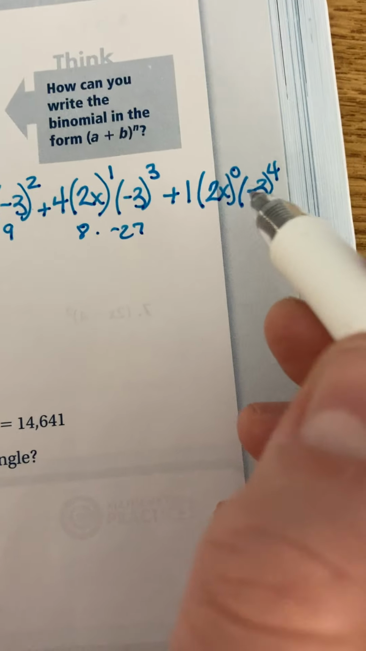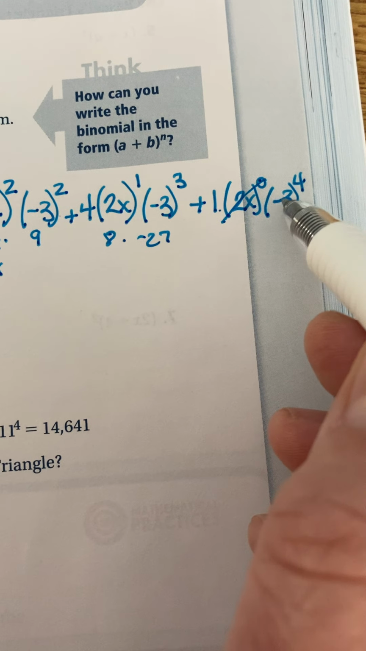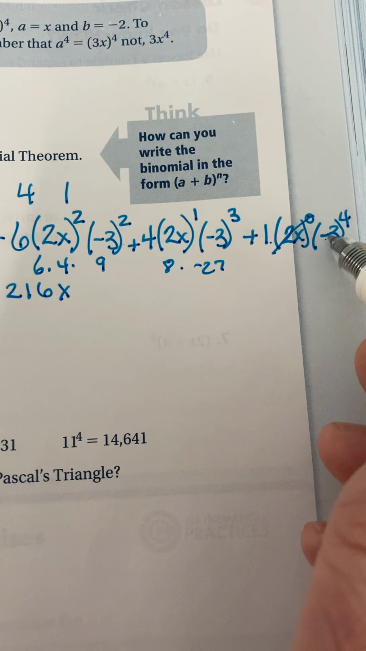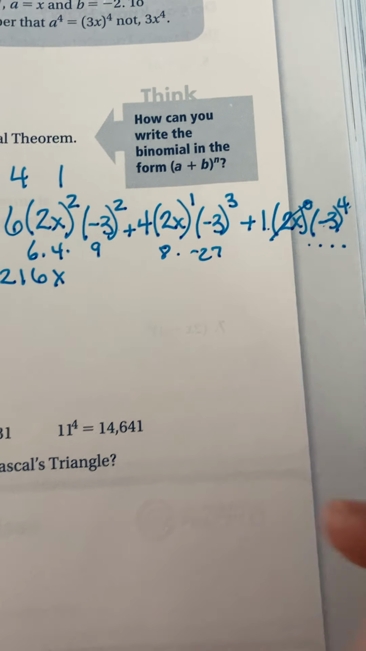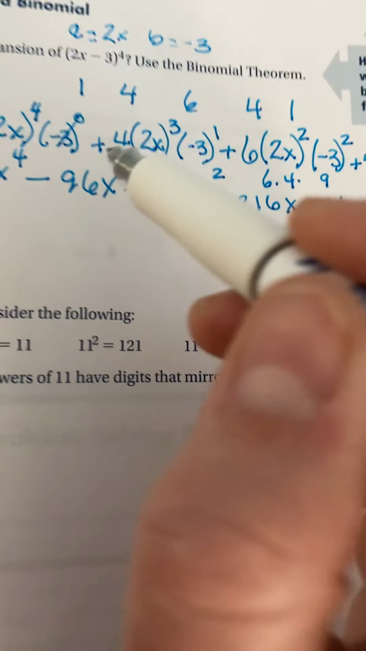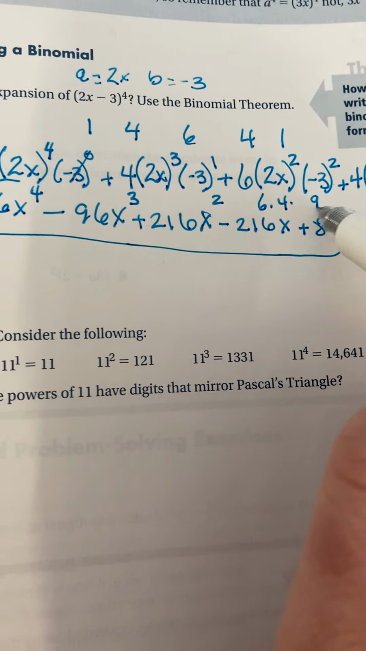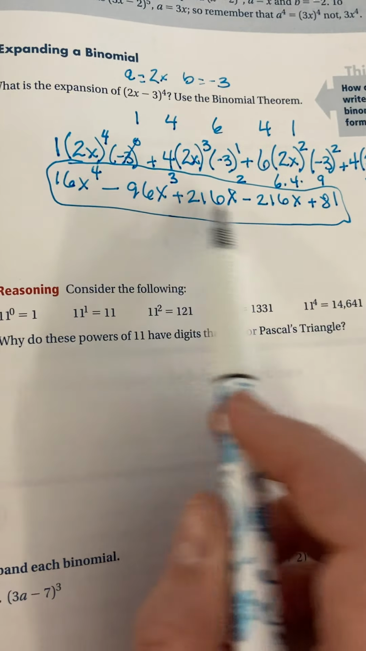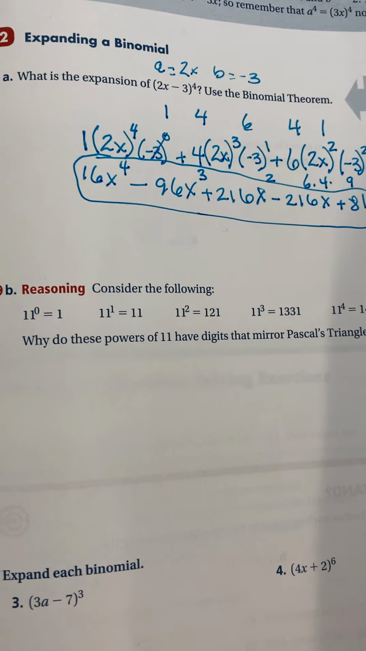And then the last one, again, remember anything to the 0 power is a 1. I have a 1 here, so I'm really left with negative 3 to the 4th power. So negative 3 times a negative 3 times a negative 3 times a negative 3, which is a positive 81. So instead of writing that out 4 times and foiling, there is my polynomial that belongs to that using your binomial theorem expansion.